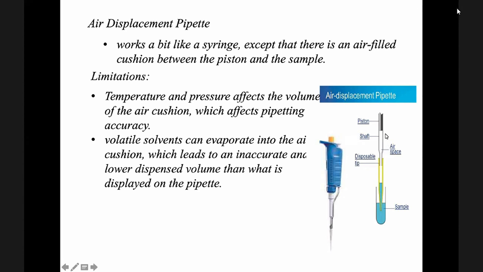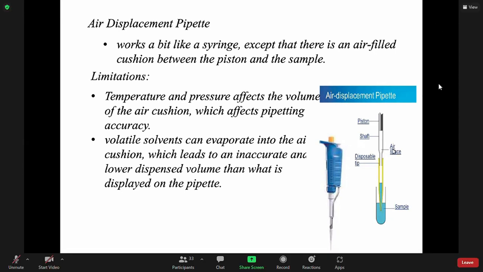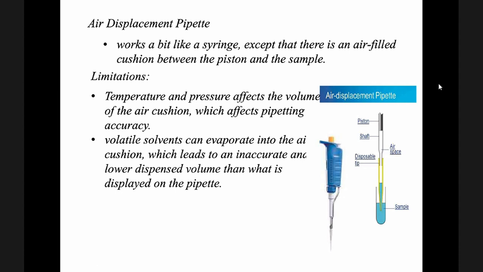The presence of the airspace has an effect on the solvents. The solvent can evaporate and go into the airspace. So the volume that you dispense is not exactly what is displayed in the pipette adjustment, because of the presence of the airspace. So this kind of pipette is appropriate only for non-volatile solvents, such as water and other liquids.